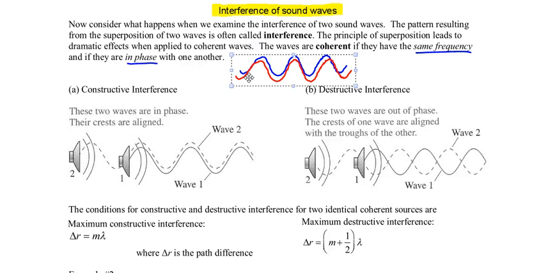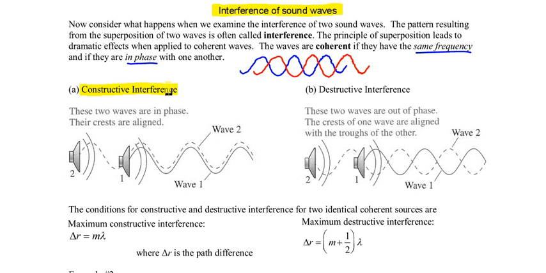Now, if they're out of step or out of phase or out of sync, it's like I would take this red wave and shift it a little bit so that the crest meets with the trough. And now if you were to overlap them and they were the same amplitude, then this would basically result in a wave that has zero amplitude. So in phase means they're basically in step with one another, and out of phase means they're out of step with one another.